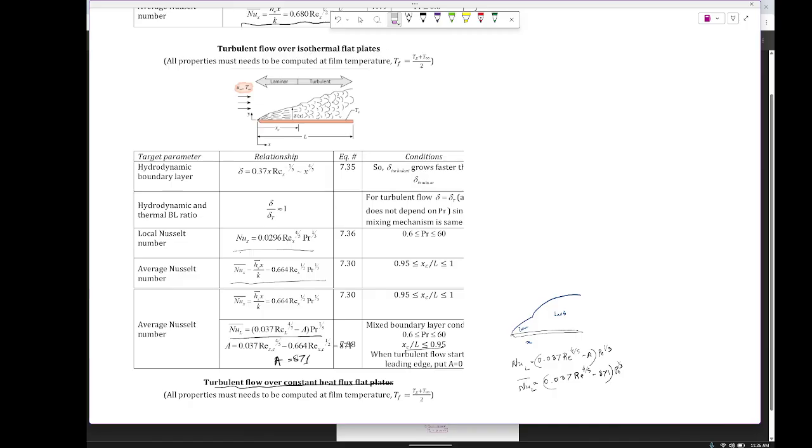Let's try to understand the basics first. So these are the things you can write. So laminar, just the keyword. I'm writing the keyword: turbulent, isothermal, okay, constant heat flux. This keyword you can write it, okay? I don't mind, okay? These are so important.